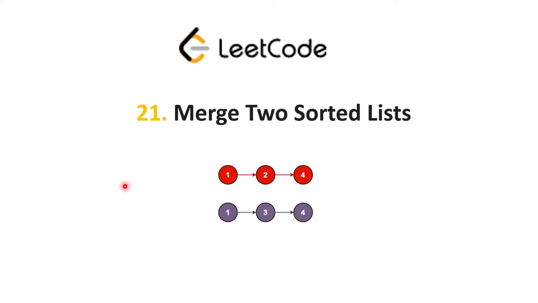So today we will discuss one problem in LeetCode, that is merge two sorted lists, and the problem number is 21. Though it is an easy problem, it will help us to understand another hard problem which is known as merge k sorted lists.